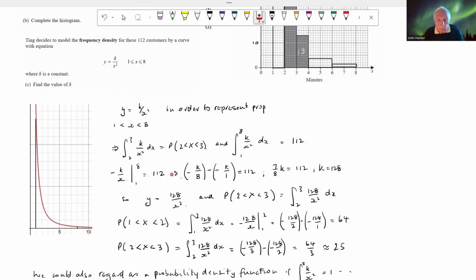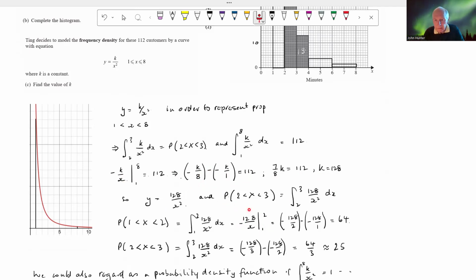Which, well, we can just do that. That's what this line is. That's what the integral is, equals that. And that means that when we evaluate that between 8 and 1, we're sort of working in negatives here, equals 112, and that's going to give 7 eighths k equals 112, and k is 128. So therefore, our function is this, y equals 128 over x squared.